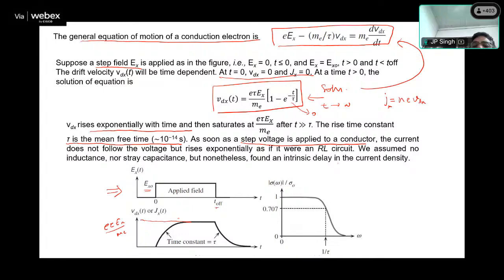You remember that, but you see here we don't have any inductance, we don't have any capacitance, but still this is the intrinsic delay in the current density. Okay, this fact you remember. So when we have a time dependence, you get an intrinsic delay in the current density. Current will never rise to this value immediately, but it will follow this exponential way, because you apply a step field.